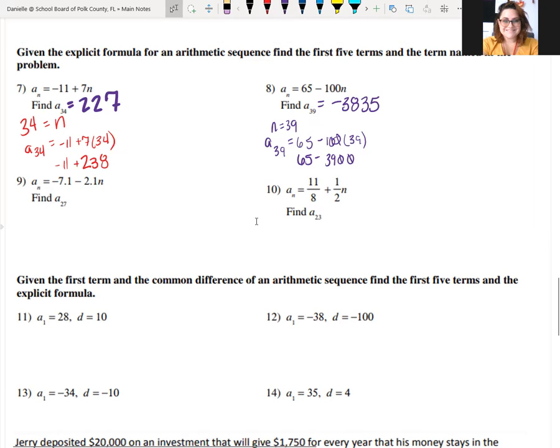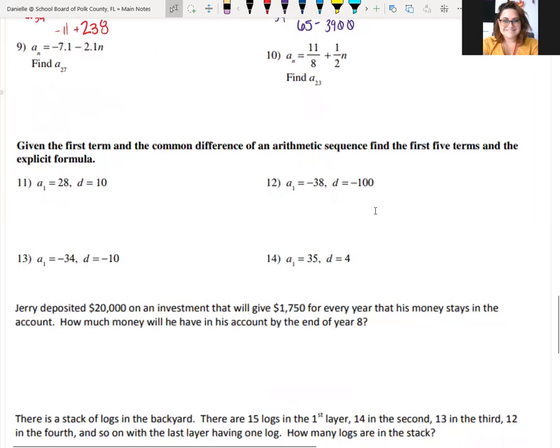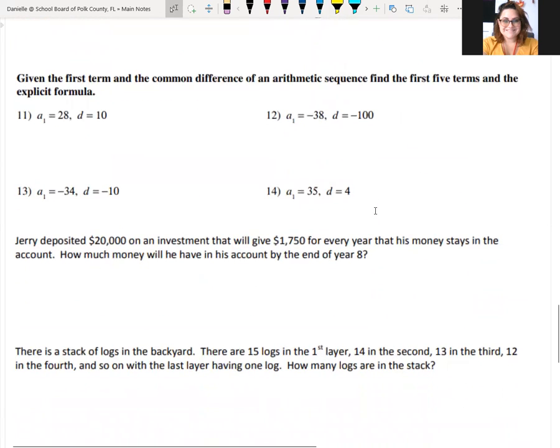What I want you to do is go ahead and do 9 and 10 for me. I'm going to skip them. You can check with me in class to see if you got the answers right.